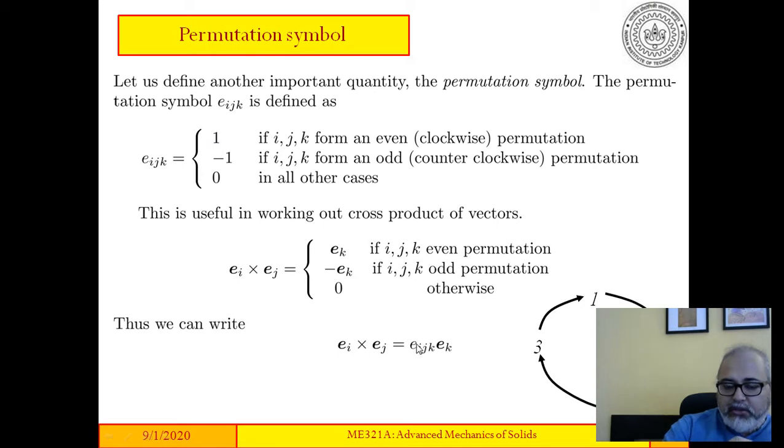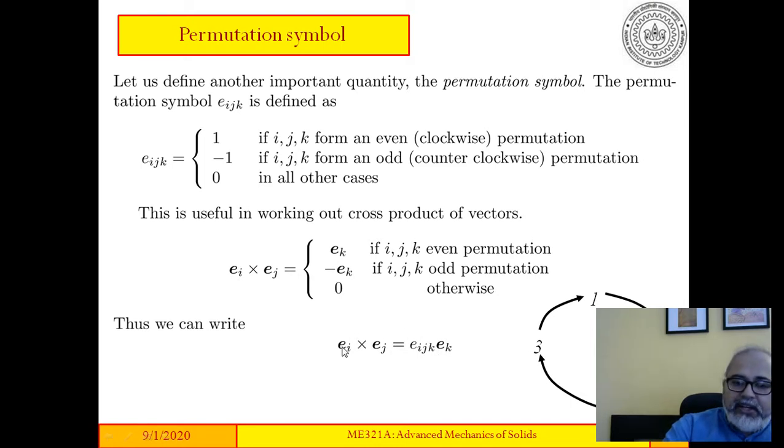So the only possibility is E1 cross E2 is equal to E1 2 3 E3. E1 2 3 is 1 and E3 remains. So E1 cross E2 will be equal to E3.